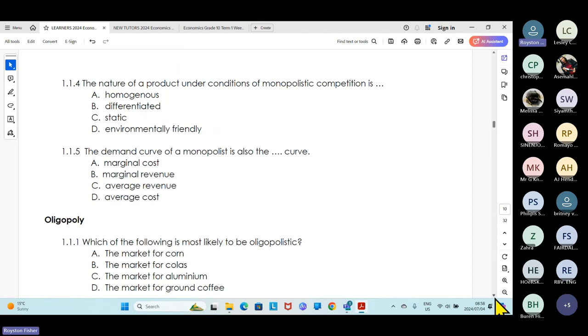1.1.4. St. Andrew says it's B. Santa Claus also says it's B. Buren says it's A. And that's all the answers that I've received thus far. And it is, of course, differentiated because they sell various products. They don't take the environment into consideration when they sell the products. It's also not static, and therefore not homogeneous, so the only option is differentiated.